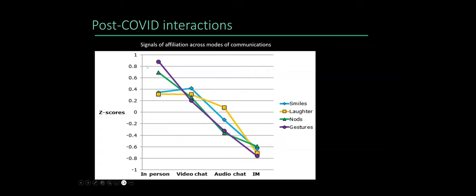This was a great study looking at how strongly you develop affiliation with other people. Now, if we're thinking about literacy, are we communicating with people who we feel comfortable with? Are the people who are learning literacy comfortable with you? And we see that in person, we develop a certain amount of affiliation and connection.